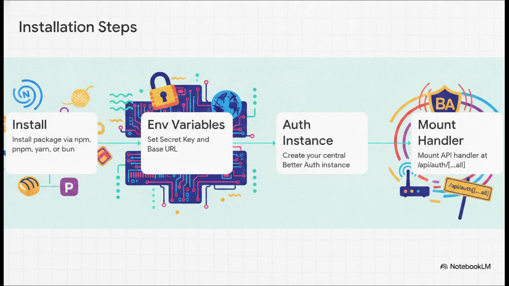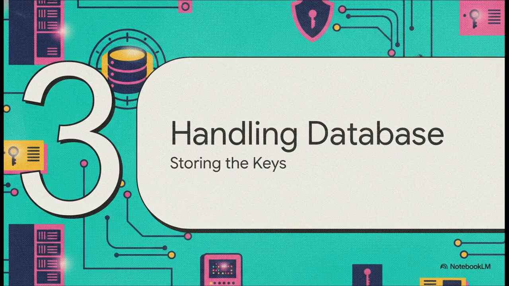You're definitely going to need a highly secure secret key and your base URL. Step 3 is creating your central Better Auth instance right in your codebase. And finally, Step 4, you simply mount the API handler to catch all the requests at a specific route, usually something like /API/auth. It's super clean, it's really straightforward, and honestly, it gets your core engine wired up in just a matter of minutes. Section 3, handling your database, storing the keys.